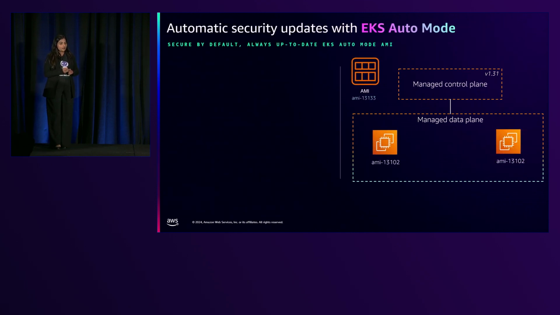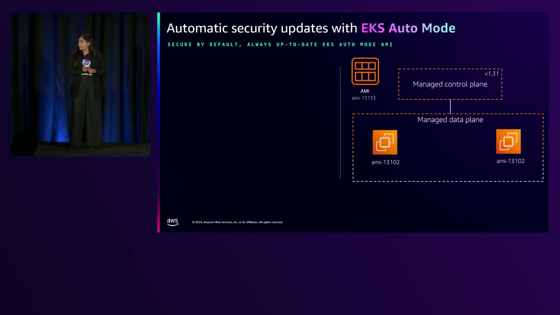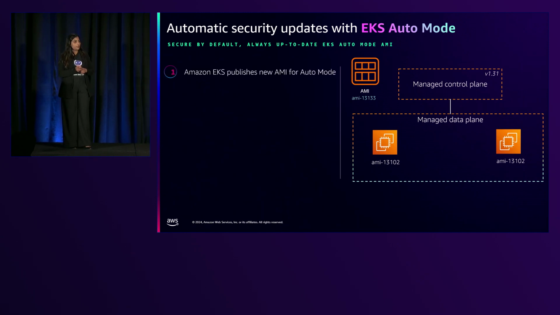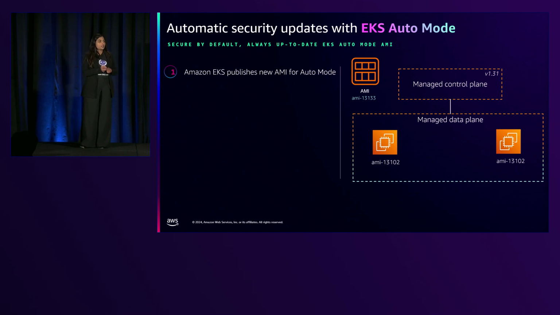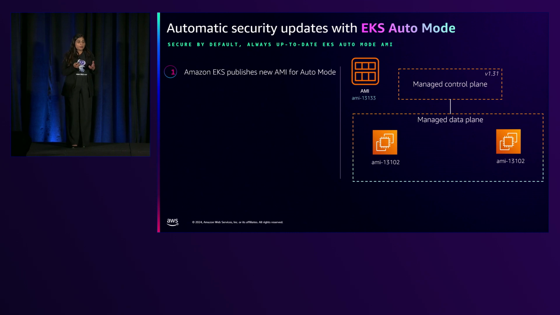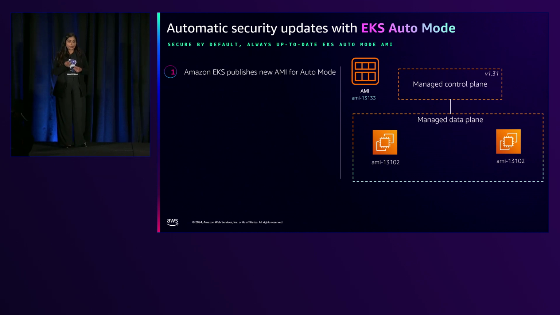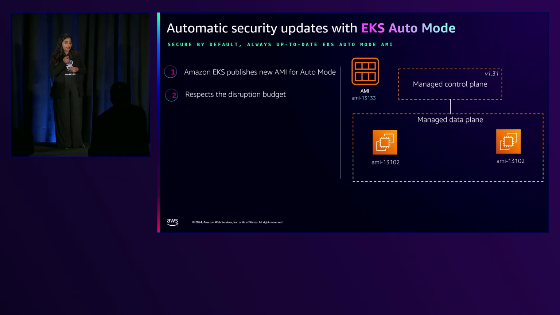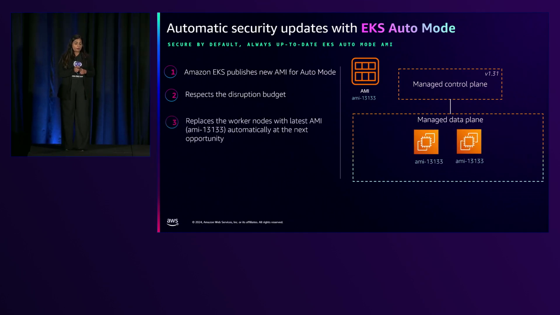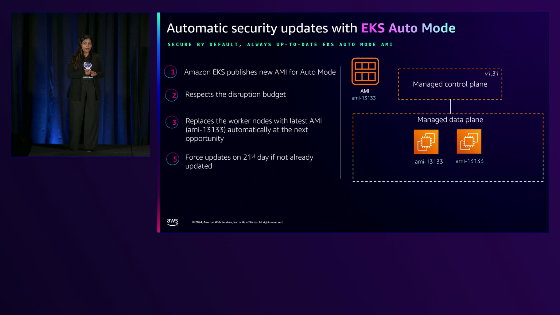So the final thing, how are security updates handled with auto mode? Similar concept here, Karpenter drift detection comes into play. Amazon EKS publishes the latest AMI, which includes the OS patches. That might also include patching of the agents that are running on the node too. It again respects the disruption budget. It goes ahead and replaces these worker nodes in a rolling deployment fashion. As you saw, the old ones were replaced with the latest AMI version. Again, the force update of 21 days still applies here as well.